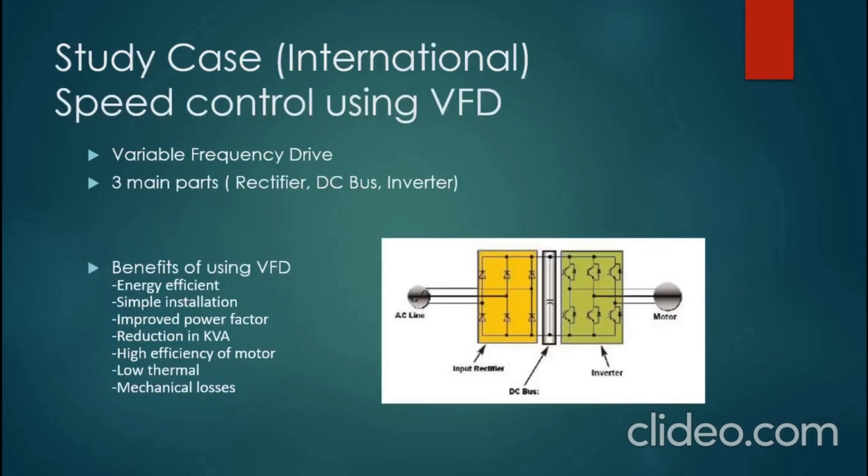For the study case of international speed control method, we choose speed control using VFD, which is variable frequency drive. VFD consists of three major parts. Firstly, the rectifier. This part consists of either diodes or transistors. The diodes are configured in bridge connection. When AC supply passes through, only positive peaks remain as an output.